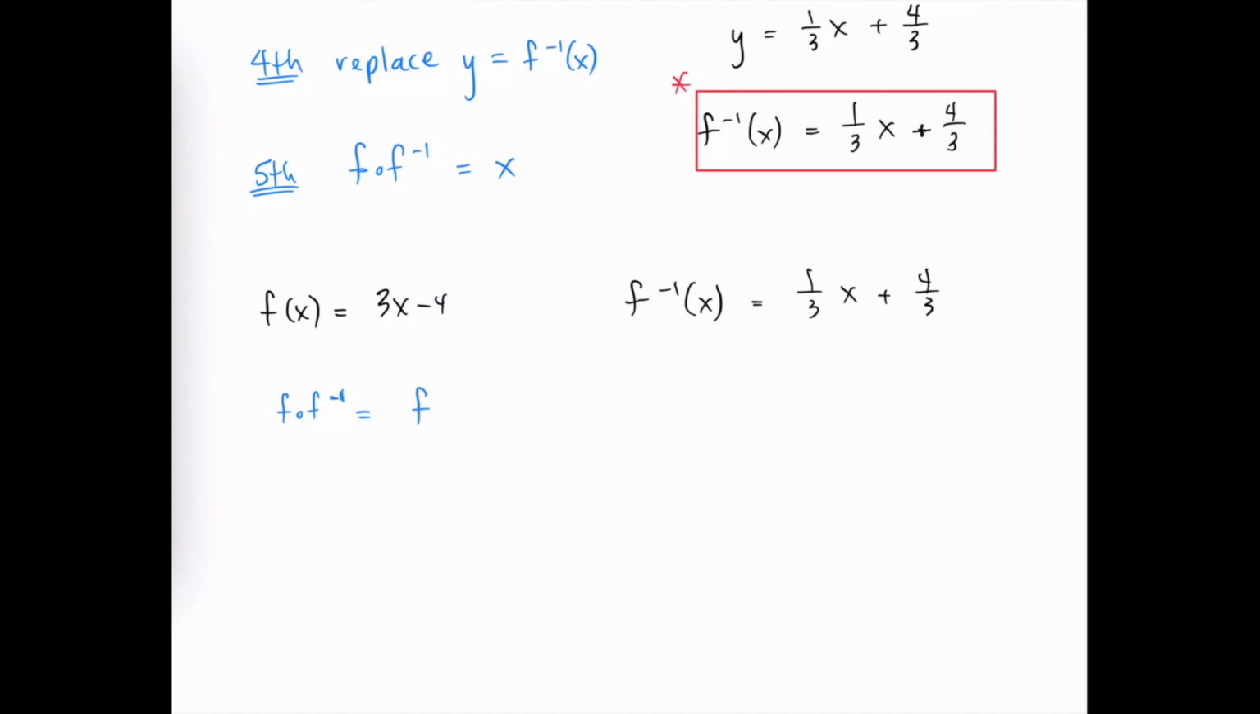Here we have f on the outside, f inverse on the inside, and so we'll copy down our f function, leaving a hole for the independent variable, and then plug f inverse into that independent variable spot. And now we'll simplify, but first we'll copy-paste the left-hand side, then we'll distribute the 3 into this parenthesis to get 3 times 1/3 x is just x, 3 times 4/3 is going to be plus 4, and then we still have the minus 4 from the end here.